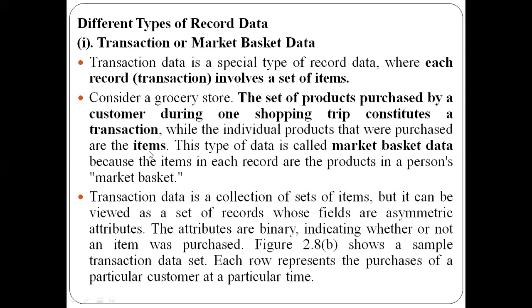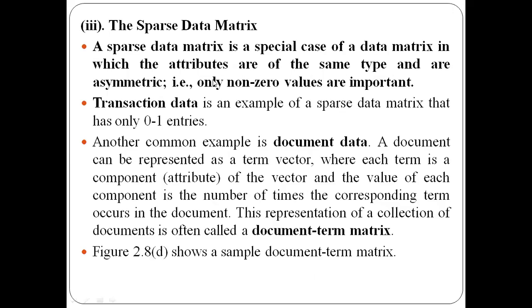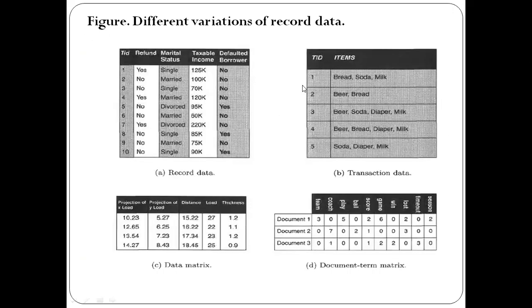Now coming to the types of record data. In this we have three different kinds of record data. The first one is transaction or market basket data. I will show the example here. This is an example of a transaction or market basket data. This transaction data is one of the types of record data. It is one of the examples of record data.